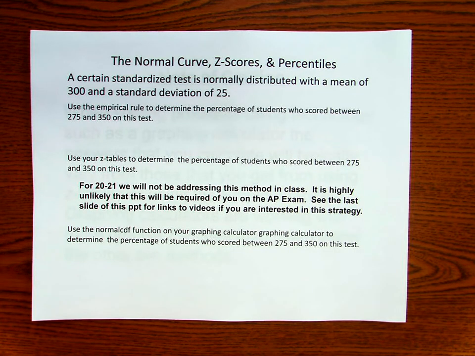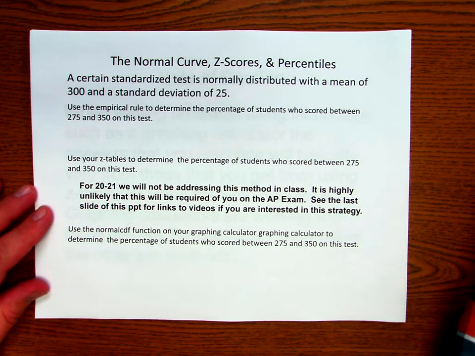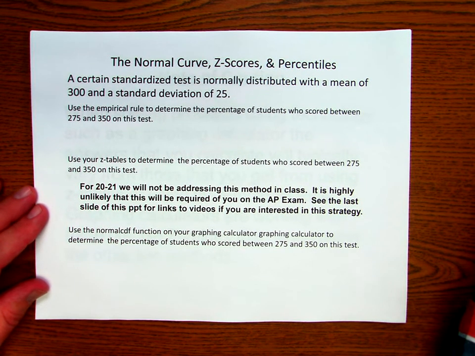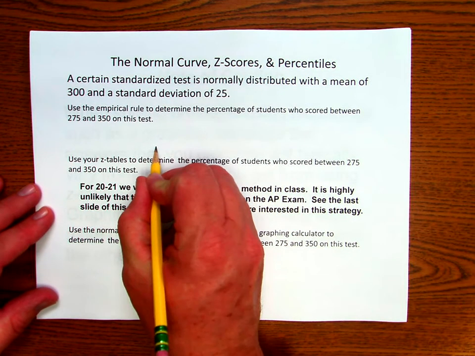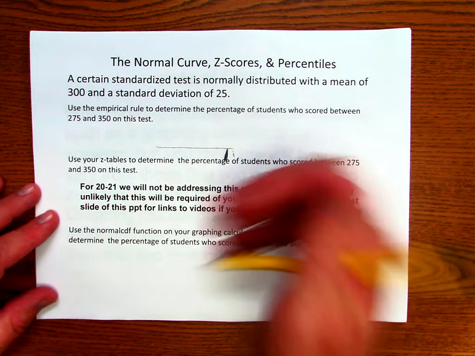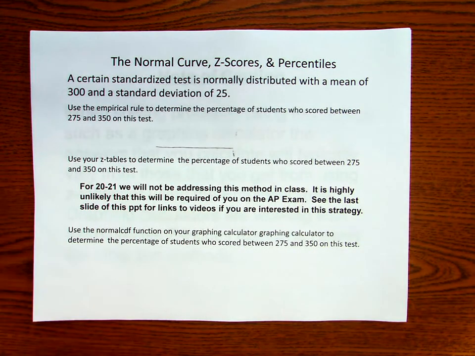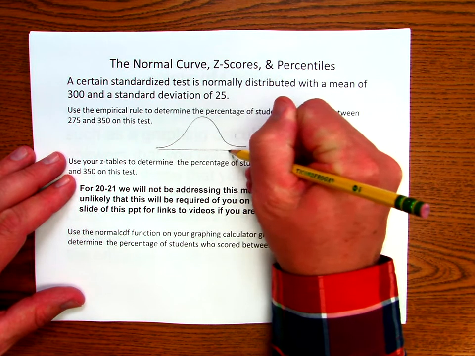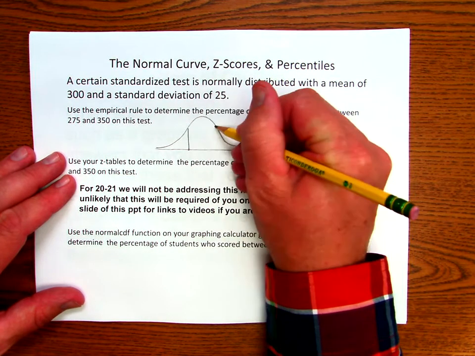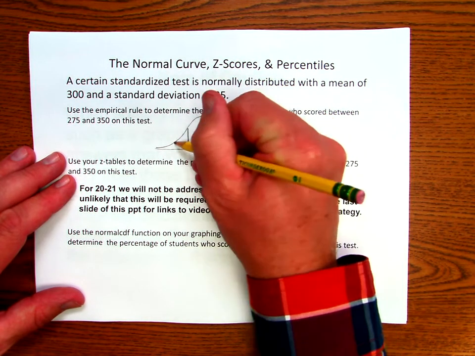All right, the first example for today, it says a certain standardized test is normally distributed with a mean of 300 and a standard deviation of 25. Use the empirical rule to determine a percentage of students who scored between 275 and 350 on this test. So what I'm going to do, sketch a normal curve. I'm going to mark off 3 standard deviations away from the mean in each direction.